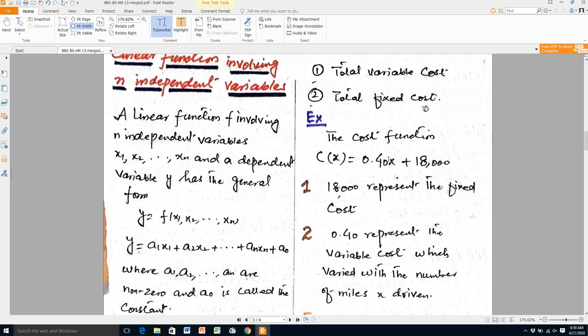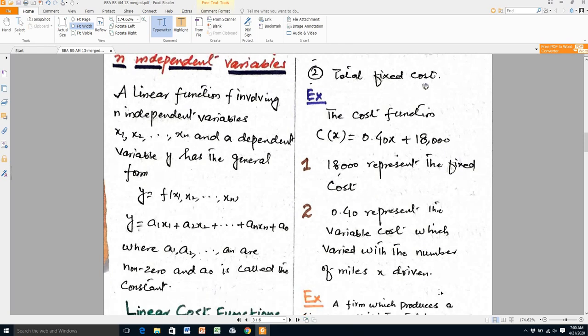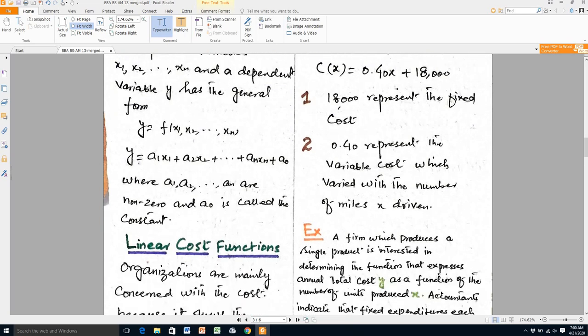This x represents the number of miles you have driven. If you drive 1 mile, then 2 miles, as you drive more and more, the cost goes on increasing. So 0.40 represents the variable cost, which varies with the number of miles x driven.